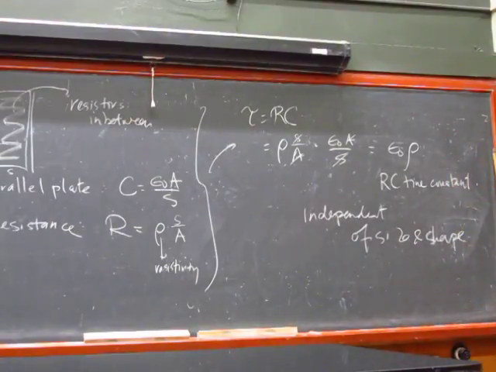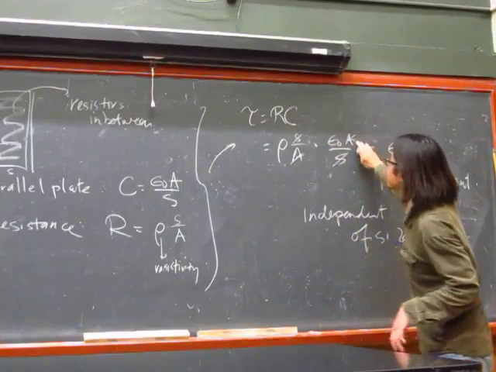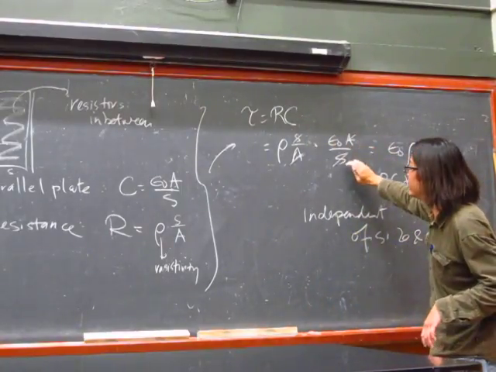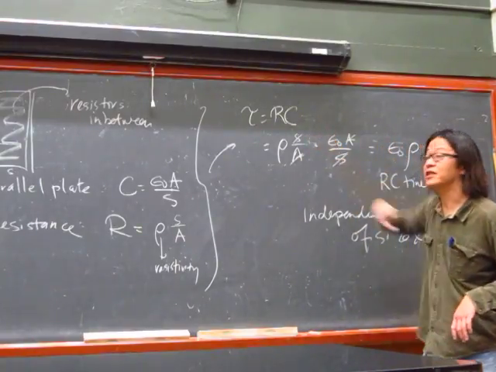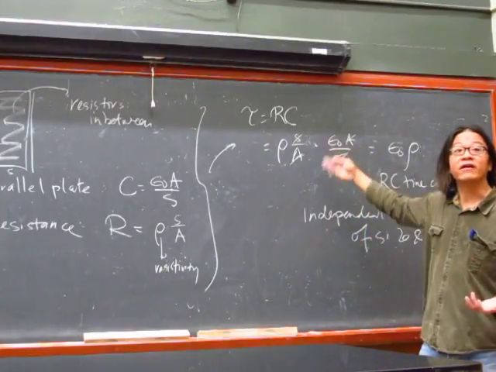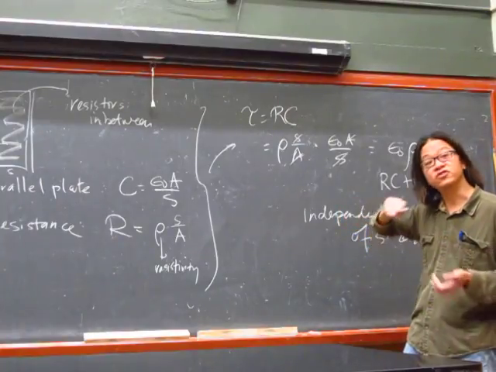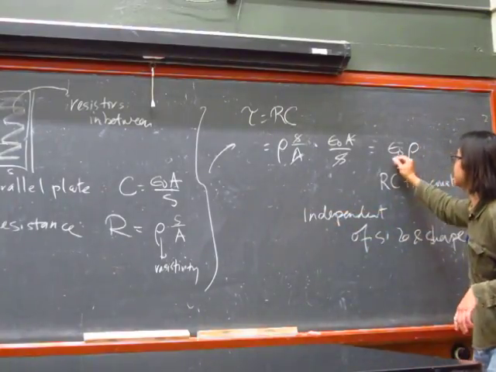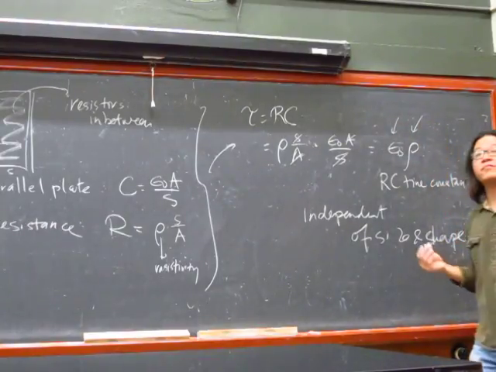So, meaning that because capacitance actually increases with area and drops with the separation, but resistance is the other way around, the product of the two is independent of area and separation. So the geometry drops out, and you're left with only physical variables, epsilon naught and rho. And this is a general property of material.